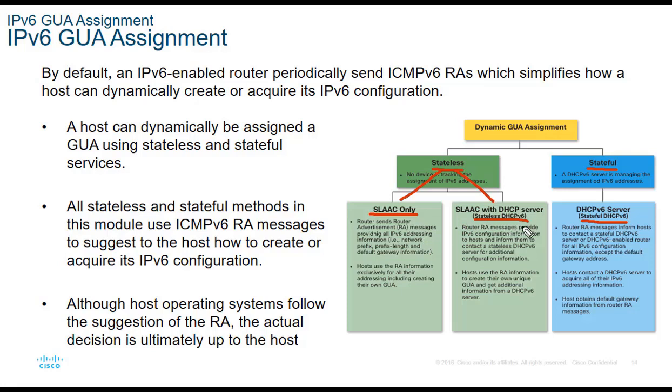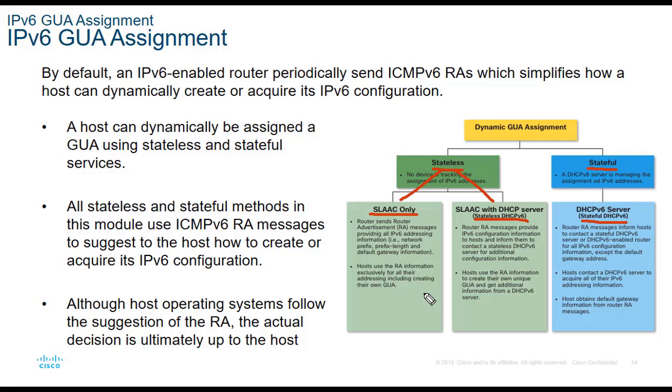Now with stateless DHCPv6, you still have the router RA messages that provide the IPv6 config information to the host and inform it to contact a stateless DHCPv6 server for additional config information. So with SLAAC, it's more or less manual. The router sends the RA message providing all the IPv6 information, and the host uses that RA information and generates its own GUA. It manages its own GUA. With stateless DHCPv6, it combines a bit of both. It relies on the IPv6 RA messages, but it also has to contact a stateless DHCPv6 server to pick up just some information, not all the information. So it's a bit of both.